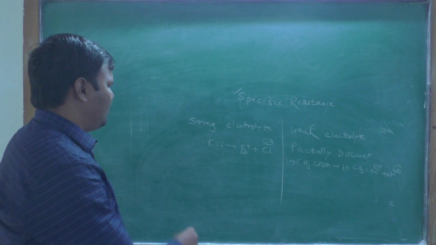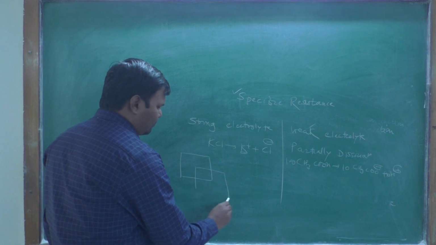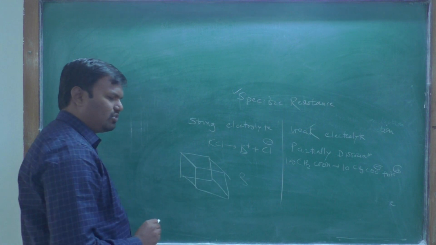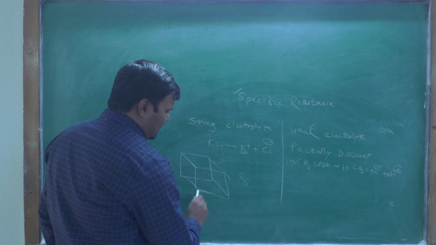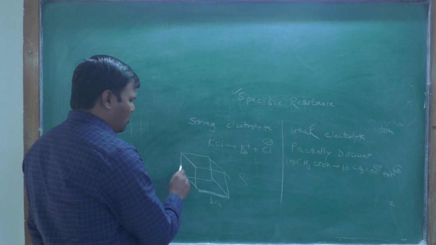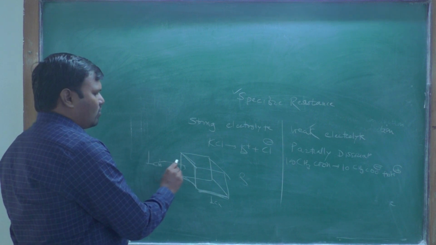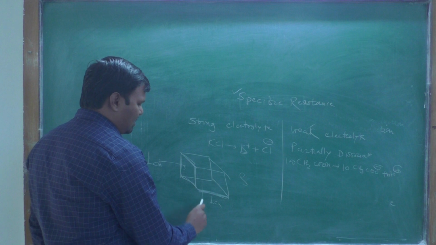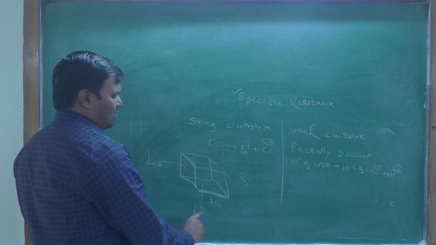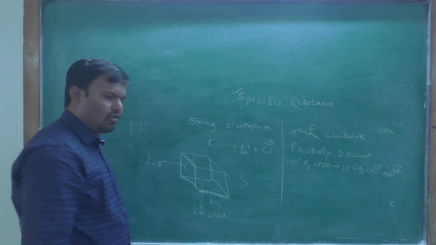Okay, now we are discussing rho, that is the specific resistance. Specific resistance is the resistance offered by a distance of 1 centimeter and a cross-sectional area of 1 centimeter square. Or in another way we can say that it is the resistance offered by the 1 ml electrolyte.